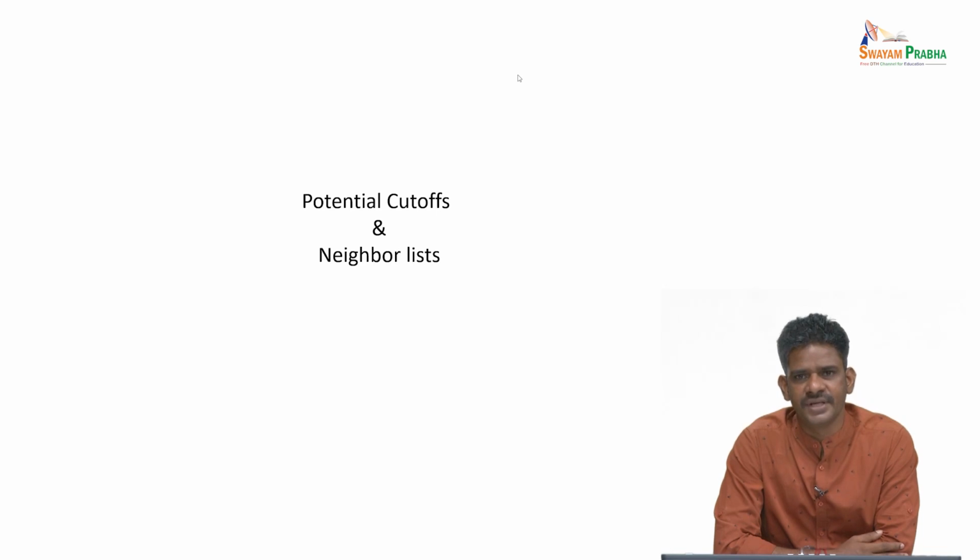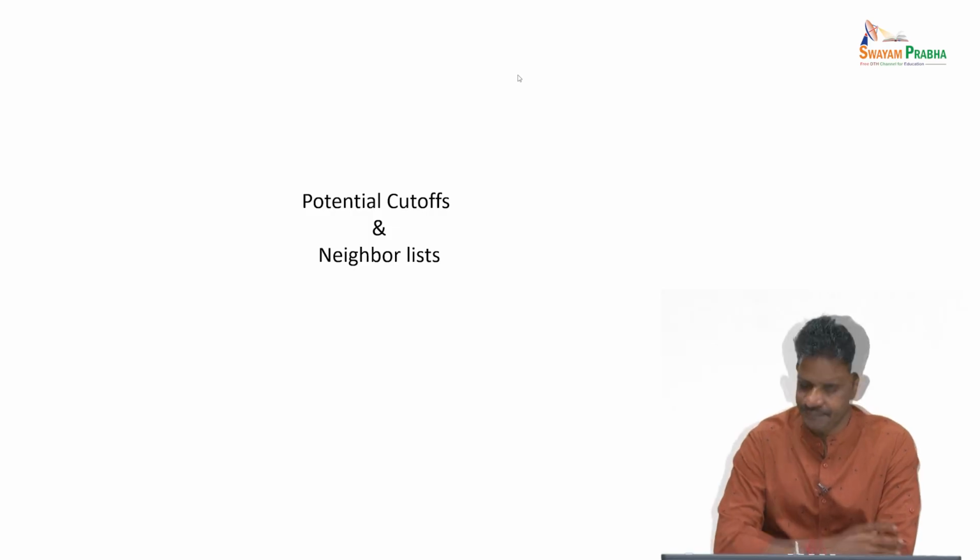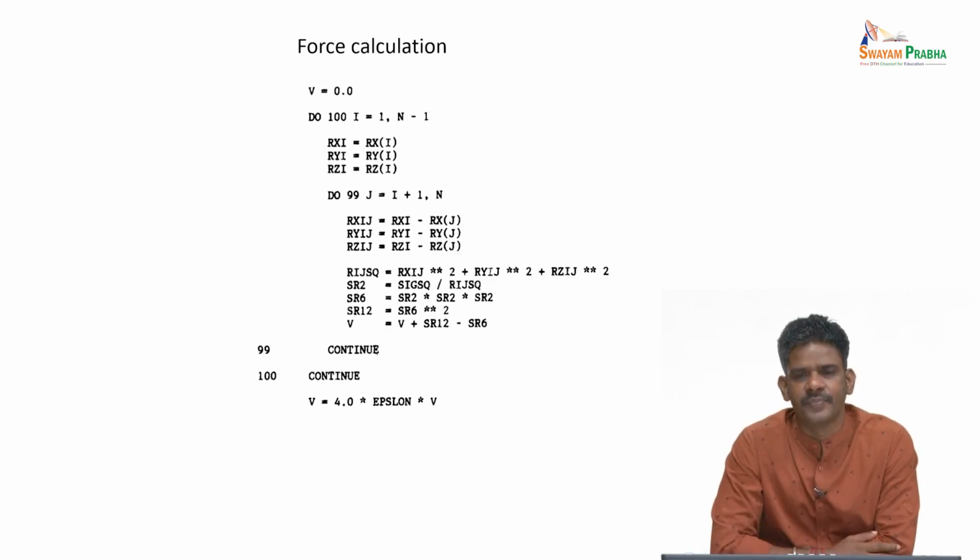So, the context of today's discussion is going to be how to decide potential cutoffs and how to use neighbor lists so as to increase the speed of MD simulations. To recall, in MD simulations, most of the computational time goes in the calculation of pair potentials or pair forces.